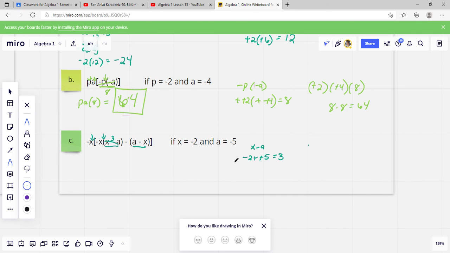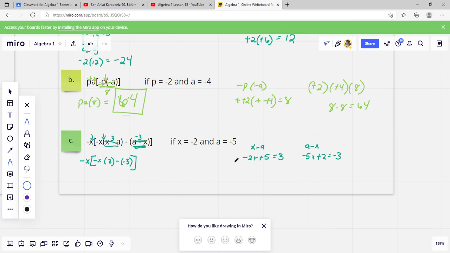Then I have a minus x. That's this one. A is negative 5 minus x, which is negative 2. These are going to cancel, and that one would be negative 3. So all of this is negative 3. So I can rewrite it: negative x, then my bracket, another negative x, then my 3 minus negative 3 in my bracket.